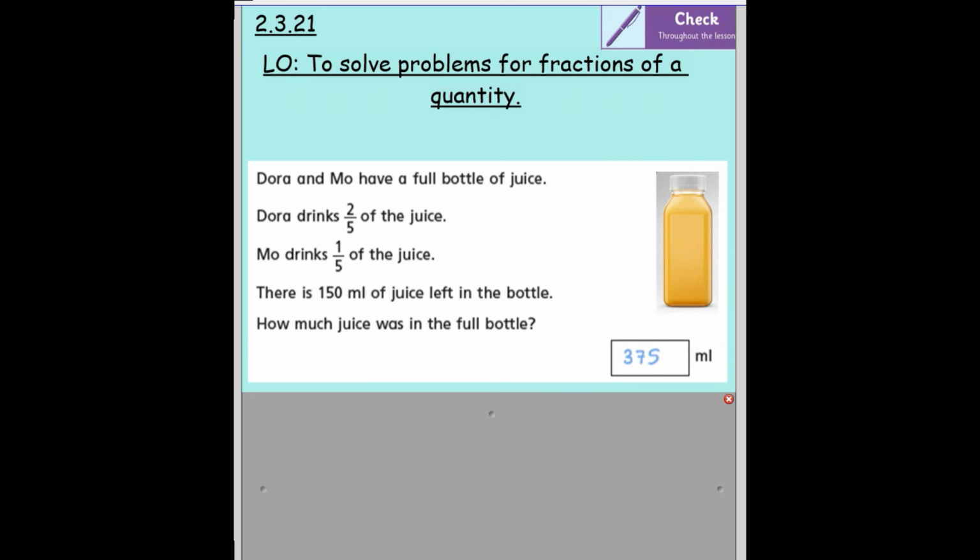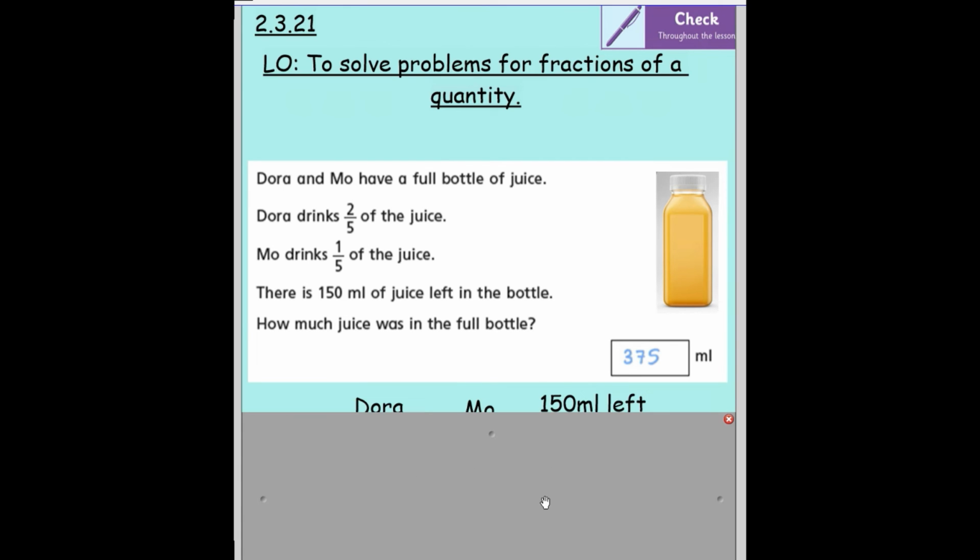Dora and Mo have a full bottle of juice. Dora drinks 2/5 of the juice. Mo drinks 1/5 of the juice. There is 150 millilitres of juice left in the bottle. How much juice was in the full bottle? Okay, so the answer is 375 millilitres, but I wanted to go through it with you.